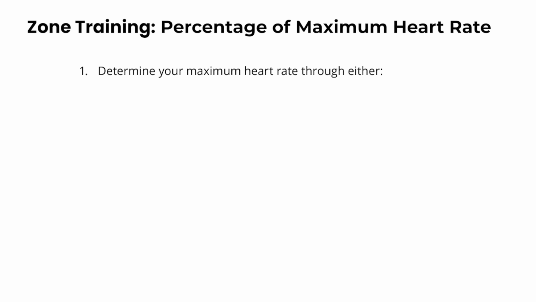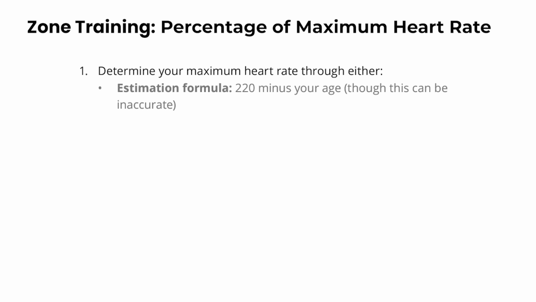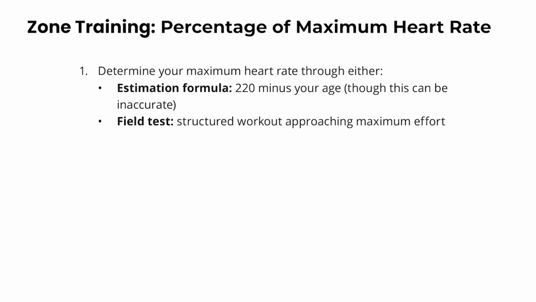1. Determine your maximum heart rate through either the estimation formula, 220 minus your age, although this can be very inaccurate, or you can do a field test. This is a structured workout approaching maximum effort. Then step 2, calculate your zones based on percentages.